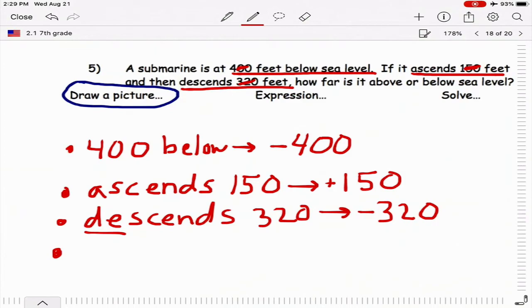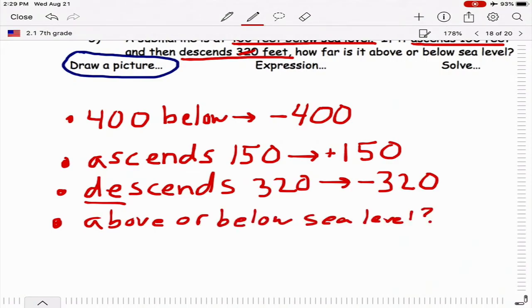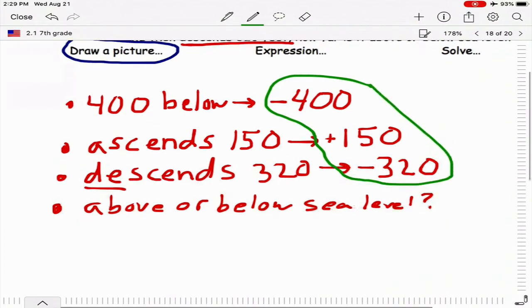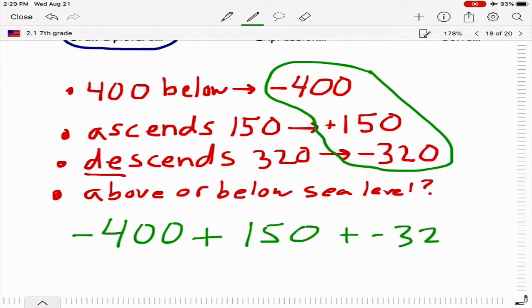So it says here, how far is it above or below sea level? So, I mean, if you're just going to put in your own words, they just want to know at the end of the day, after you add all these, would it be above or below sea level? So now I'm going to take these three numbers and I'm going to write them left to right. Negative 400 plus 150 plus negative 320.